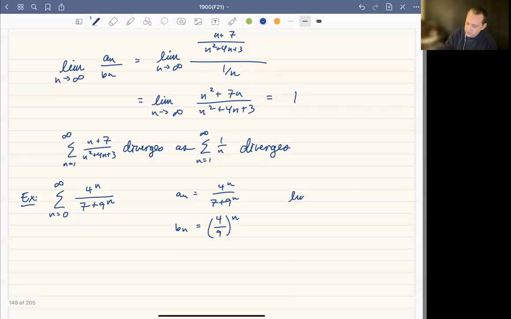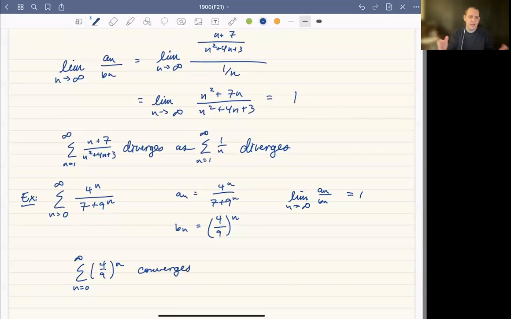We can check that the limit of a sub n over b sub n is 1. I'll leave that to you to check. And therefore, what happens to the series 4 to the n over 7 plus 9 to the n is the same as what happens to the sum of (4 over 9) to the n. And we know that this is a geometric series, and the geometric ratio 4/9 is in between -1 and 1. Therefore, this series converges. And what that tells us is that the original series, 4 to the n over 7 plus 9 to the n, also converges.